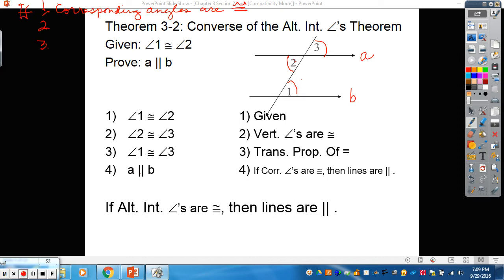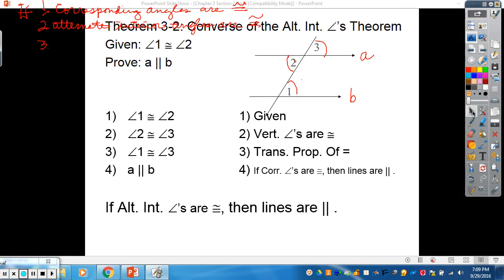So what I want you to do to add to this is this. If alternate interior angles are congruent. Okay. That's our second rule, number 2.